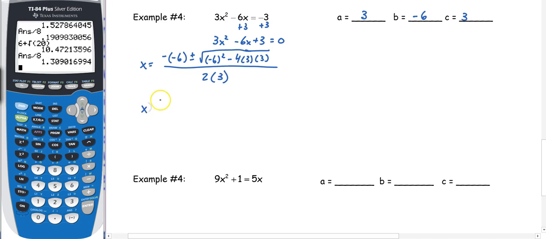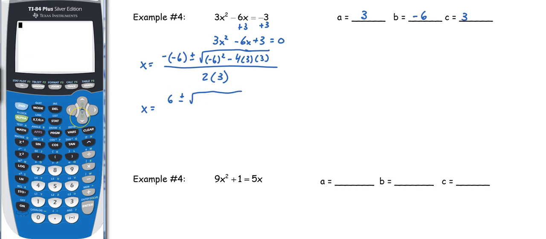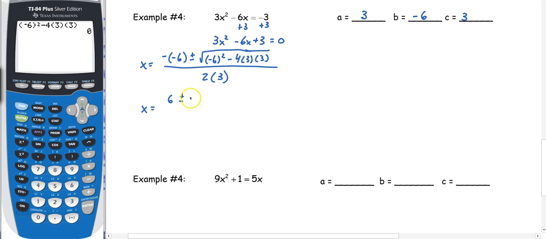So when I simplify, two negatives make a positive. So we have positive 6 plus or minus. We're going to figure out what we get underneath our radical. So square root, or parenthesis, negative 6 squared minus 4 times 3 gets us 0. 2 times 3 gets us 6. So x is equal to 6 minus the square root of 0 over 6, and x equals 6 plus the square root of 0 over 6.